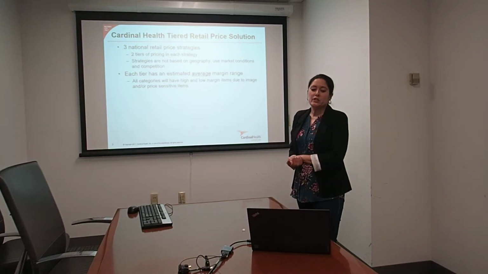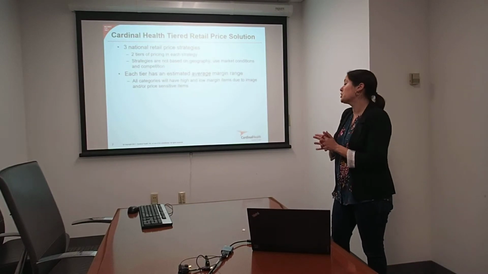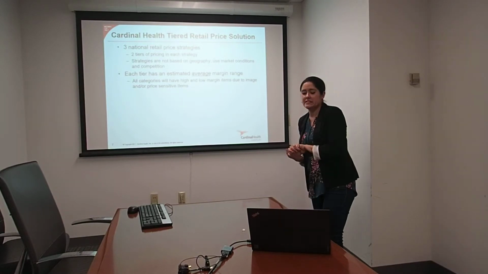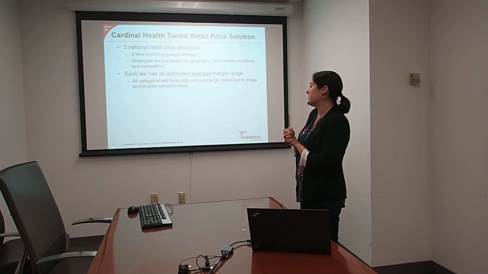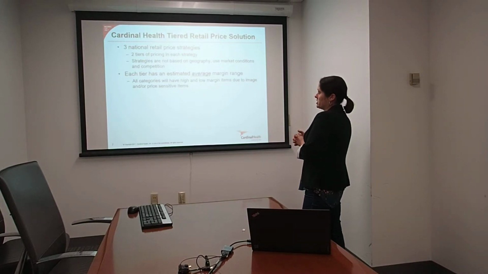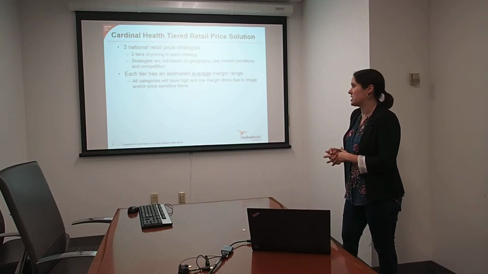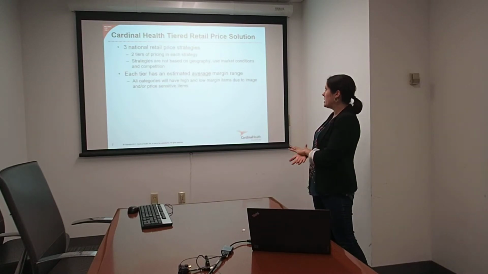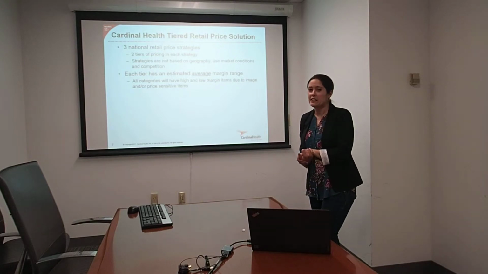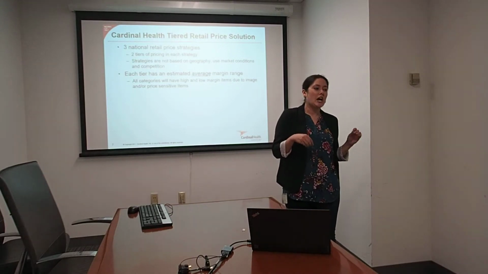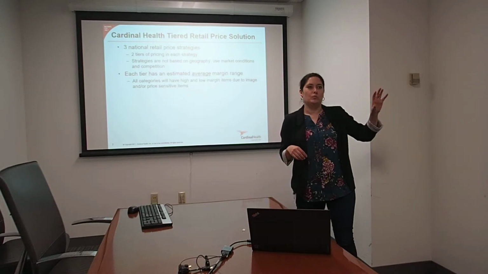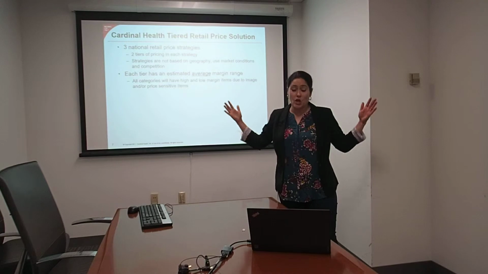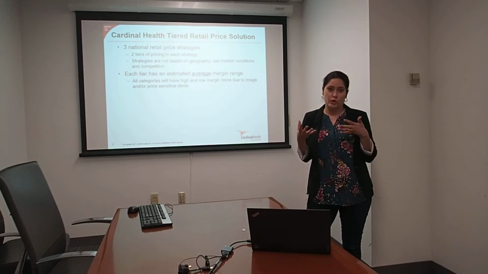So into the tiered retail price solution. This is Cardinal Health's solution that provides competitively researched price strategies. There's 3 national retail price strategies and 2 tiers, B and A, in each strategy. They're not based on geography. They use market conditions and competition, so they're not specific to LA. So LA is not going to have 6 tiers, and then rural Indiana have 6 tiers. We have 6 tiers that encompasses the whole U.S.